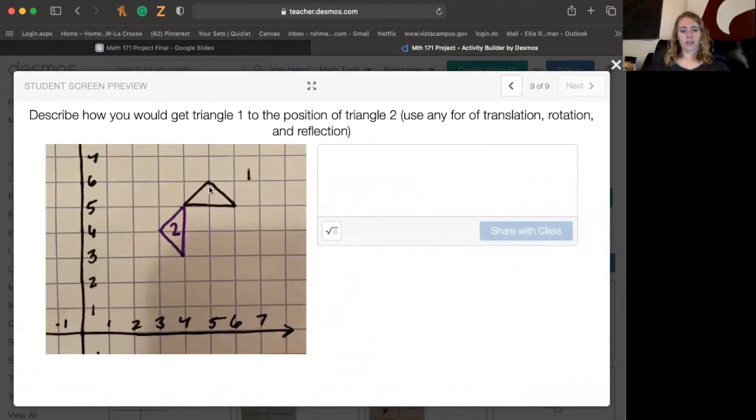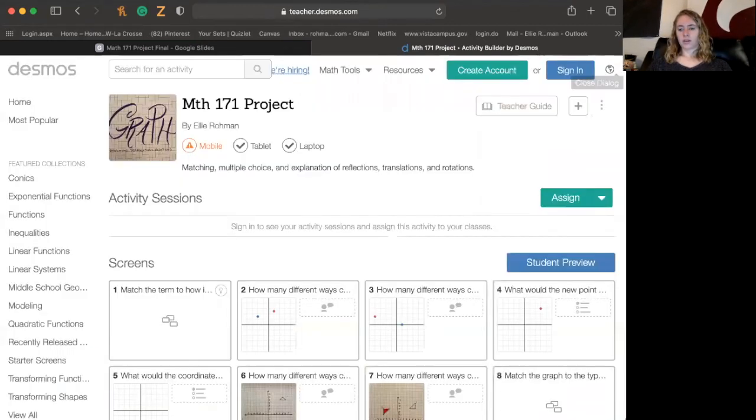So this one right here, the position of triangle 2. And so then they would describe that in that one. The last one is the hardest because it's more holistic. It's talking about a lot of different parts from what we talked about prior to that. So the reflections and the transitions.